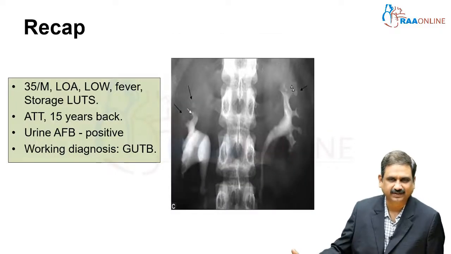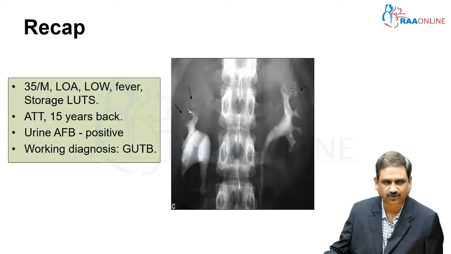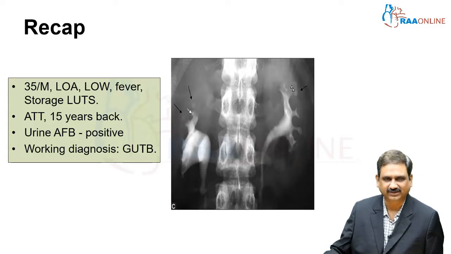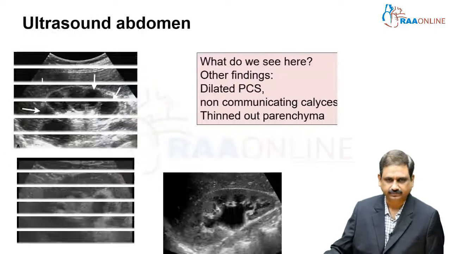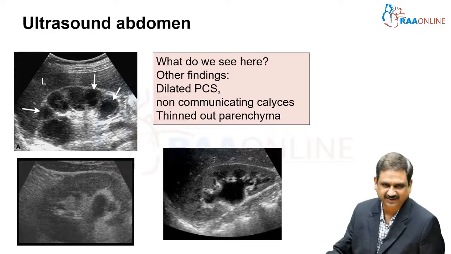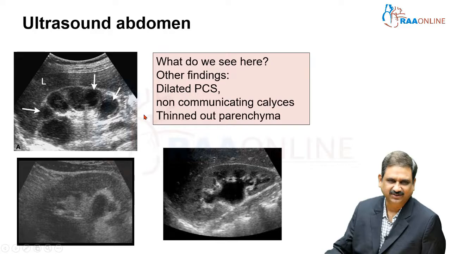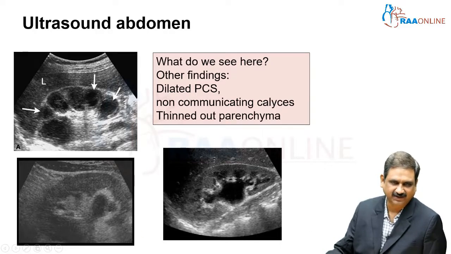Let me just recap the history. We have a patient who is a 35-year-old male who had complaints of loss of appetite, loss of weight and fever with predominant storage symptoms. Having received ATT 15 years back, has urine AFB which is positive, and the working diagnosis of GUTB being made. Now if you do an ultrasound, what do we see here? The findings that you see may be varied depending on the situation that we are in, depending on the degree of damage caused to the kidneys.